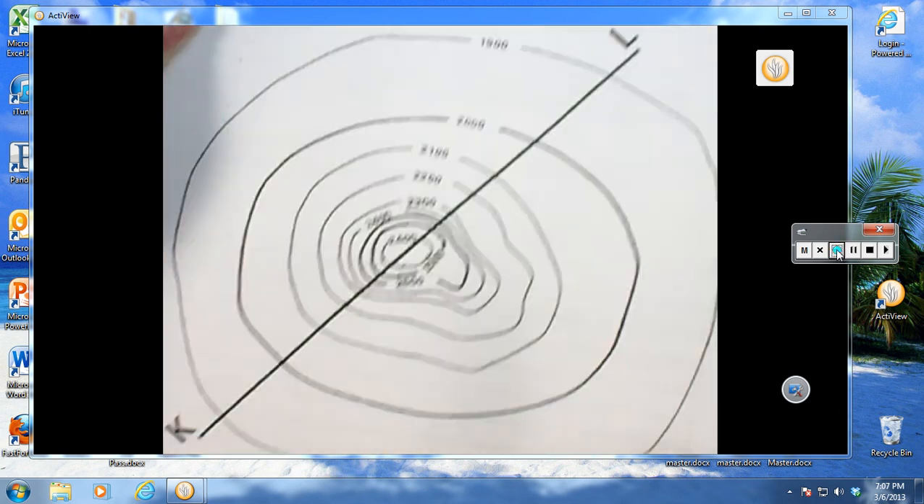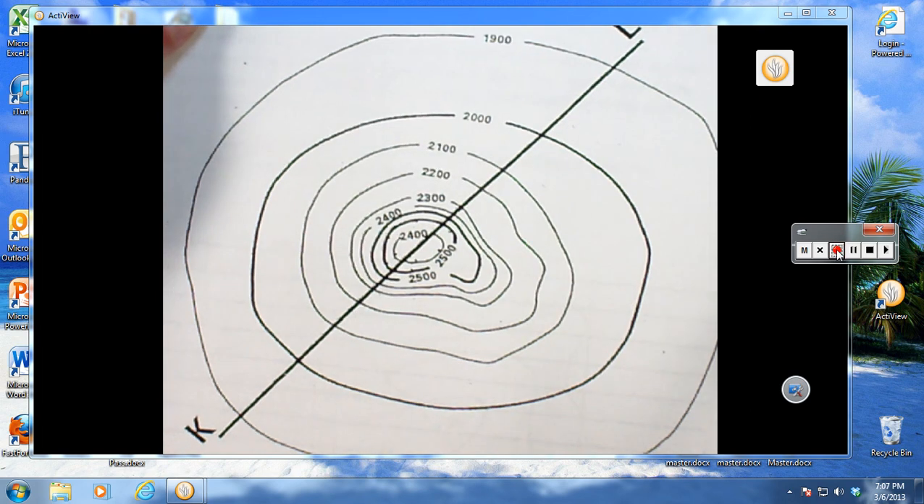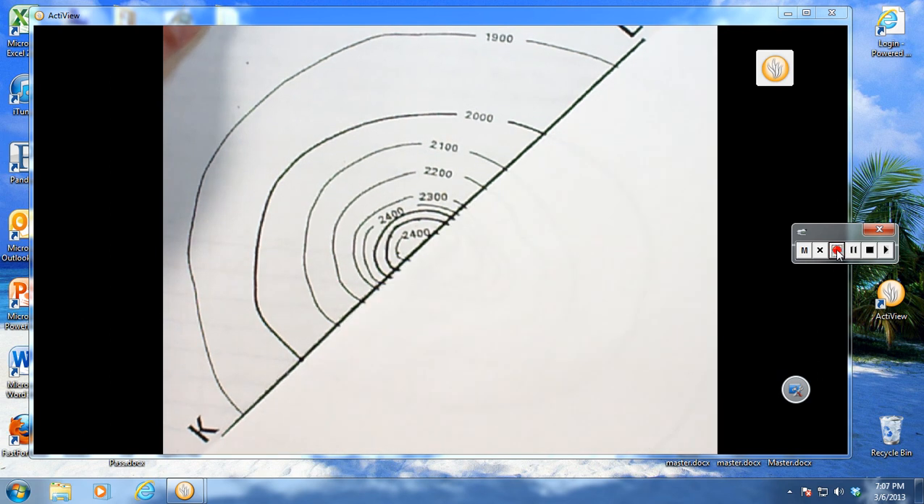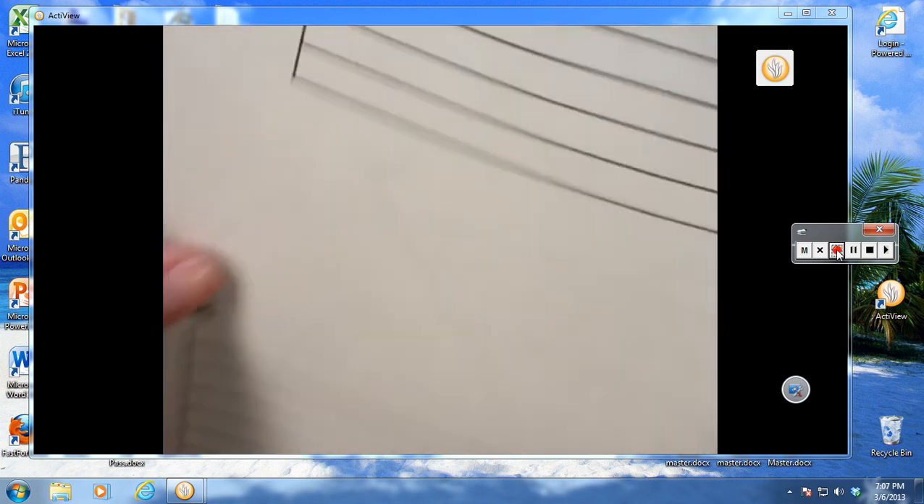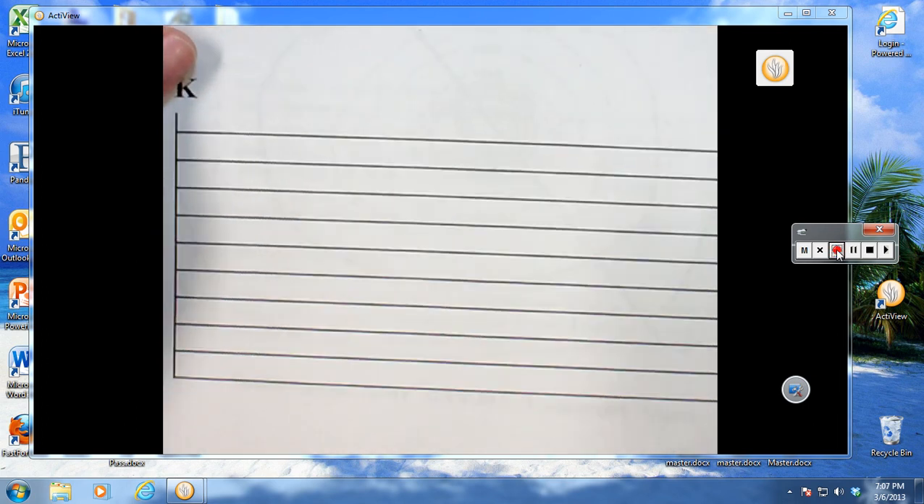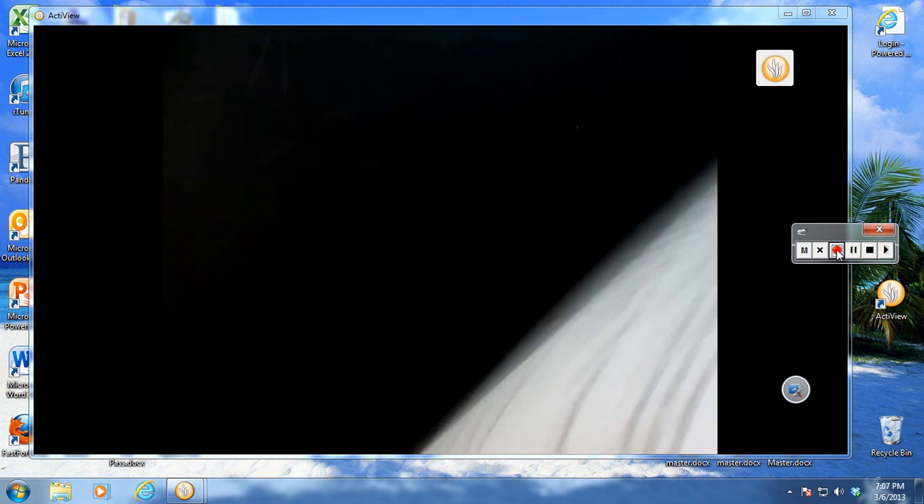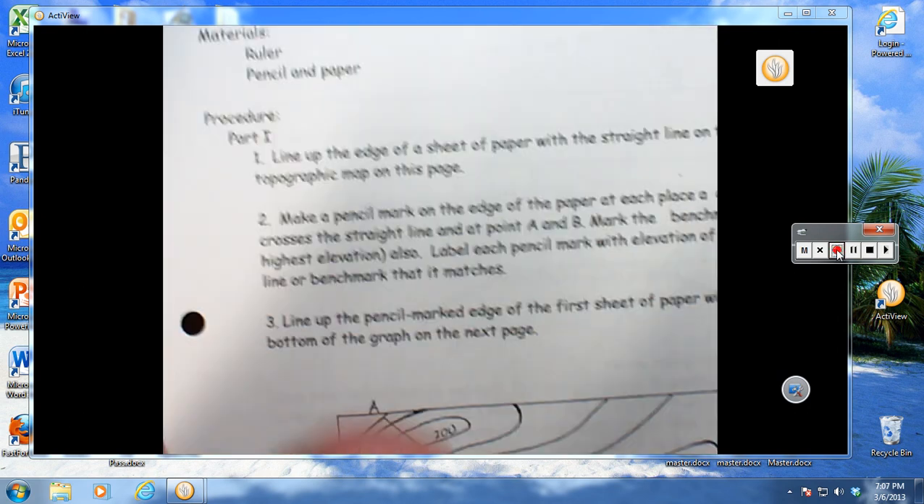Next is the KL topographic map. This is pretty circular. From there, you're going to use another side of your scratch paper, line it up, do your notches, take that paper to the back, and you're going to create a profile map of the topographic map KL. If you have any questions, you can always Edmodo me.